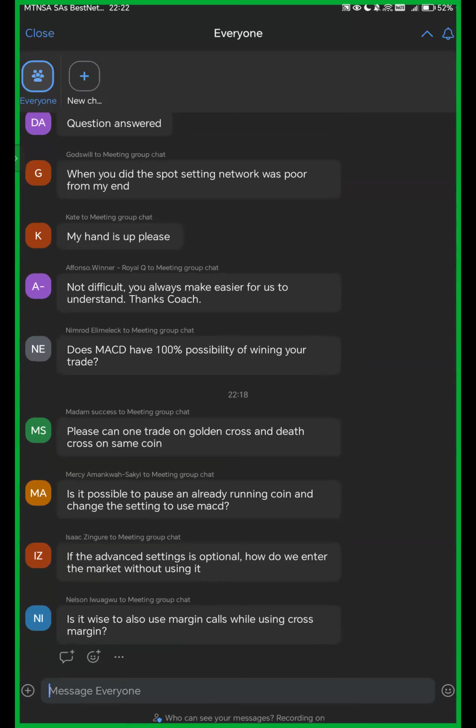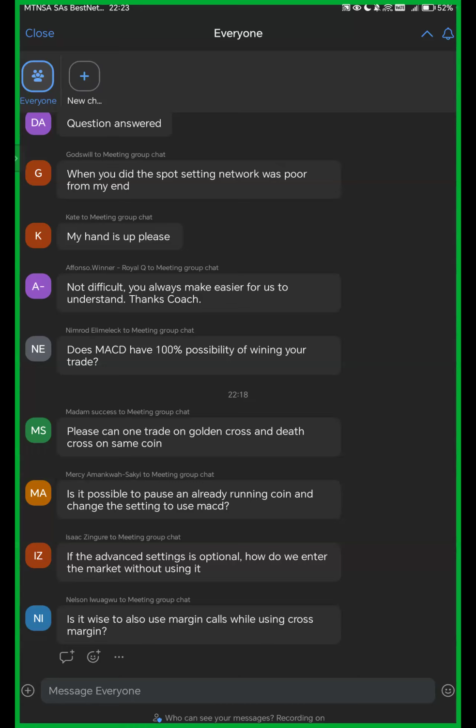Is it wise to use margin calls while trading in cross margin? We do have different experiences when it comes to that. Use what works for you. But what works for me is that when I'm trading in cross margin, I don't use margin calls, because I have discovered that when my robot is buying my margin calls, it brings my liquidation price closer to the current price. That's what I have discovered. If you haven't discovered that, then continue with what is working for you.